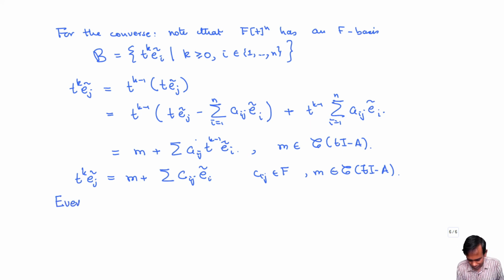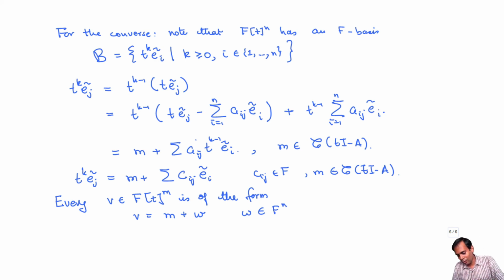So every vector v belonging to F[t]^n is of the form v equals m plus some vector w, where w is in F^n, which we think of as an F subspace of F[t]^n.